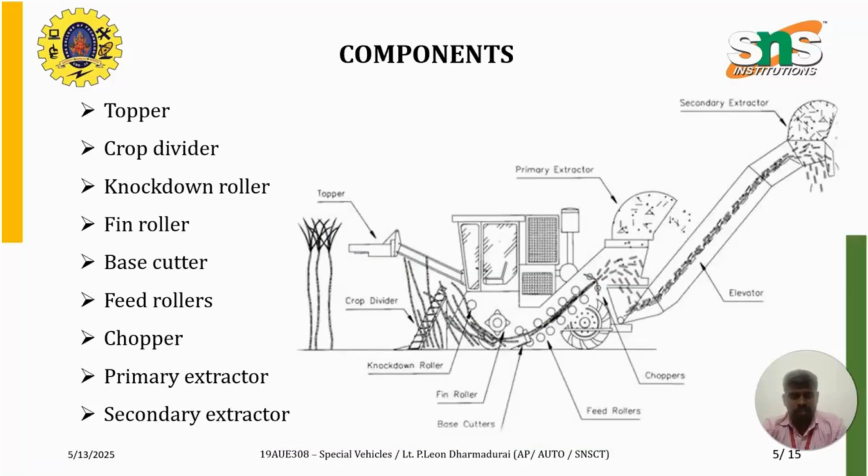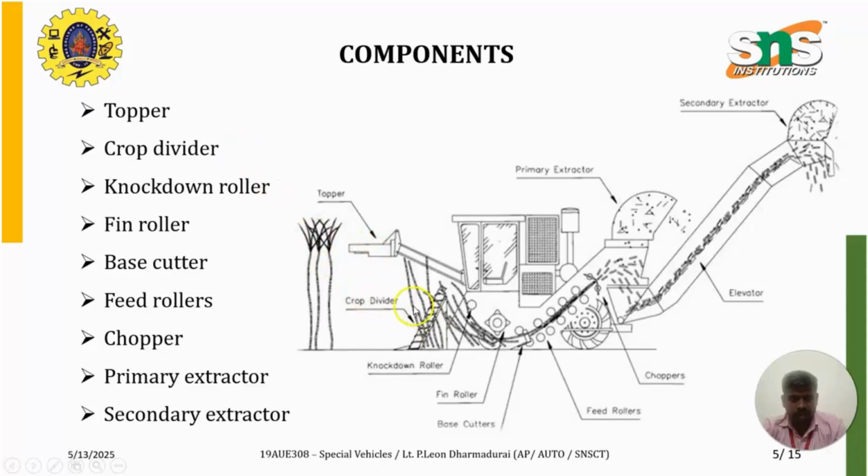So these are the main components of the sugarcane harvester: first the topper, next the crop divider, knockdown roller, fin roller, base cutter, feed roller, chopper, a primary extractor and the secondary extractor. Let us discuss each and every component. The topper is the component present at the front end of the vehicle, and it cuts the top layer of the sugarcane.